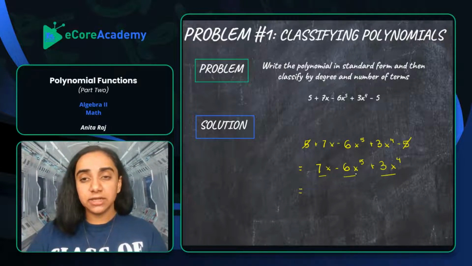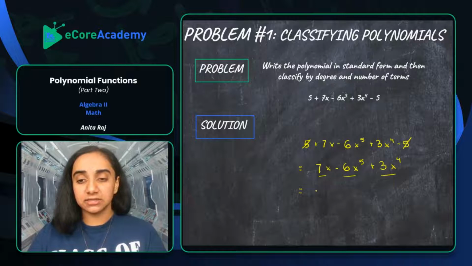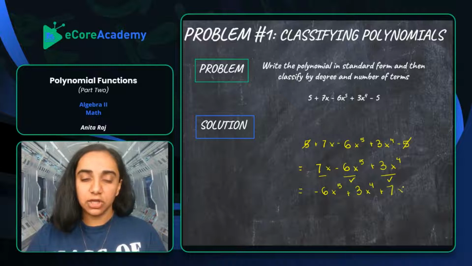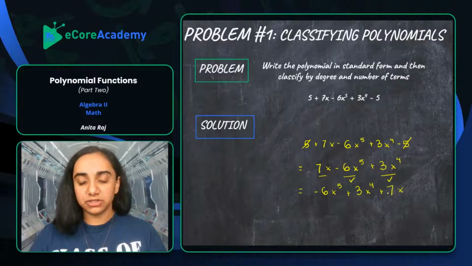As you can see, negative 6x to the 5th has the highest exponent, so we're going to put it first. Negative 6x to the 5th, and then that's out of the way. How about this? 3x to the 4th has a higher degree than 7x, so we're going to write plus 3x to the 4th, and then we'll add plus 7x to the end. So this is our polynomial in proper standard form.